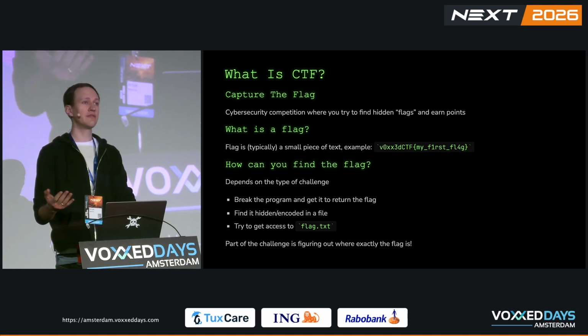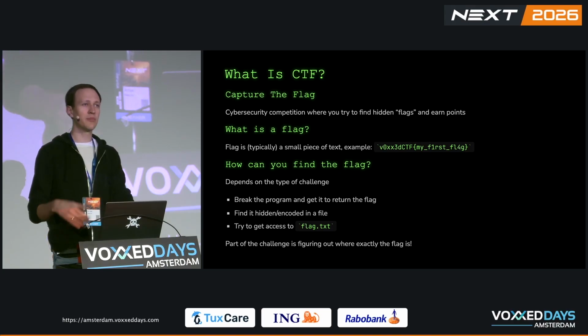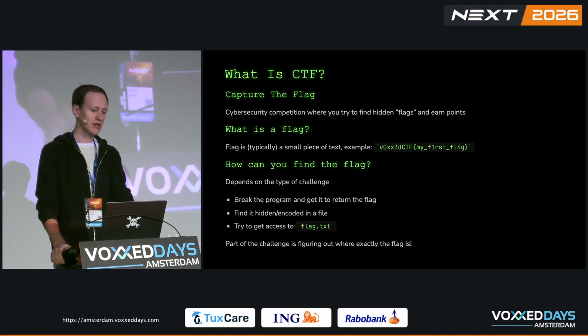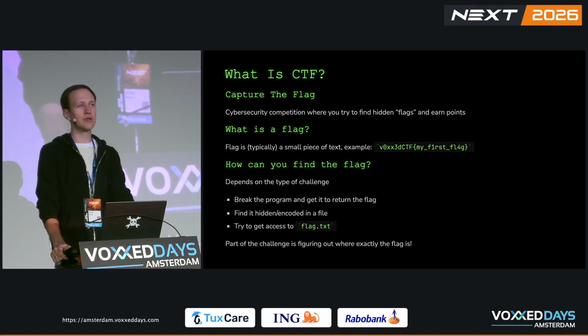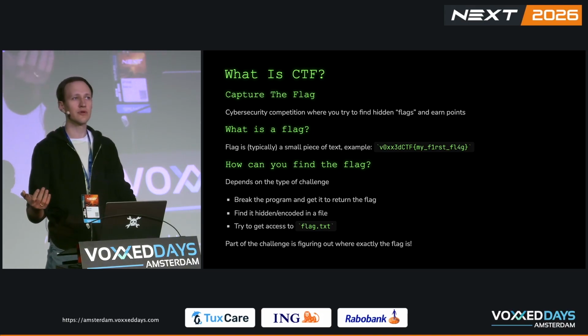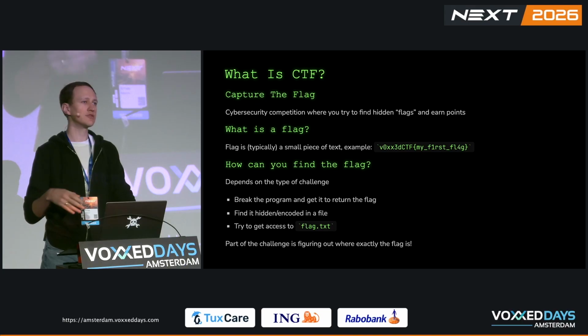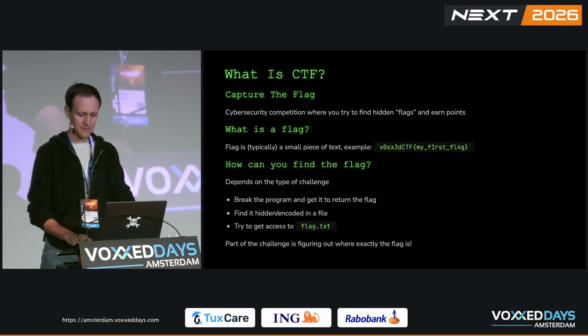How do you actually find the flags? Well, it depends on the type of challenge. You either need to break a program so it gives you the flag, or you need to find it hidden, encoded in some kind of file, or maybe you need to try to get access to a flag.txt and you don't have permissions for it, so you need to find a way to obtain permissions. And sometimes part of the challenge is actually figuring out where exactly the flag is.